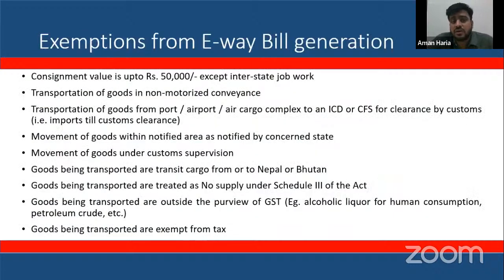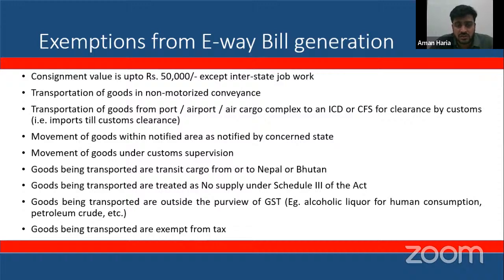In which cases are you not required to generate an EWB? When are the exemptions granted? As we discussed, when the consignment value is below 50,000, but not in case of interstate job work. Transportation of goods in a non-motorized vehicle. If goods are carried by a non-motorized vehicle, then you are not expected to generate an EWB. Transportation of goods within ICD, CFS in the port area, until you clear the goods, also does not require any EWB.